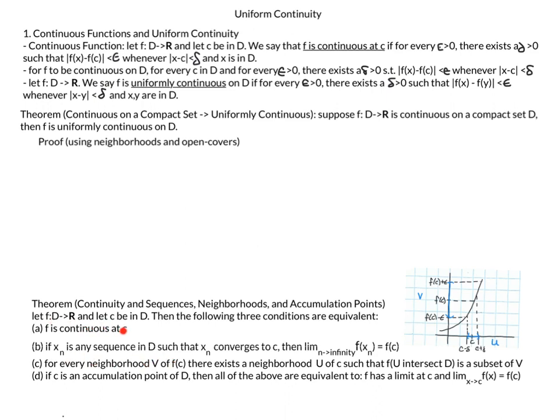So f is continuous at c if and only if for every neighborhood V of f of c, there exists a neighborhood U of c such that f of U intersect with the domain is a subset of V. So in other words, here we have f of c and V is our neighborhood. If we have our neighborhood around f of c, and f is continuous at c, that means down here in the domain we should have a neighborhood U that, when we intersect it with the domain, the image of this will be completely contained in V.